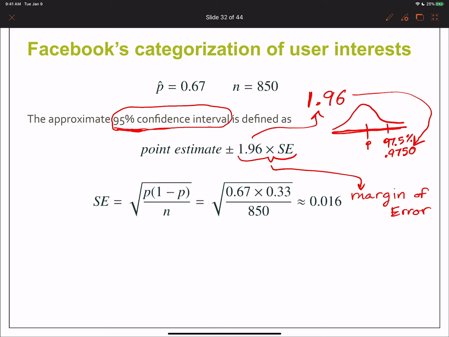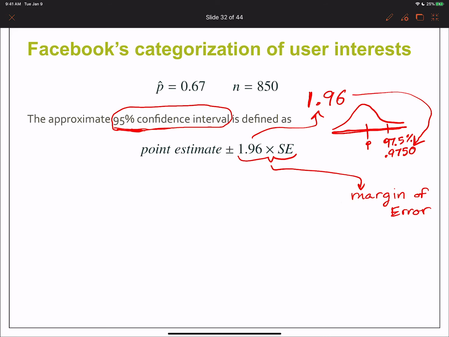So it's for the proportions, and it's also for the means. If we're doing the population mean, it would be the same, and if we did the population proportion, it would be the same idea, right? That same point estimate plus or minus 1.96 times the standard error.